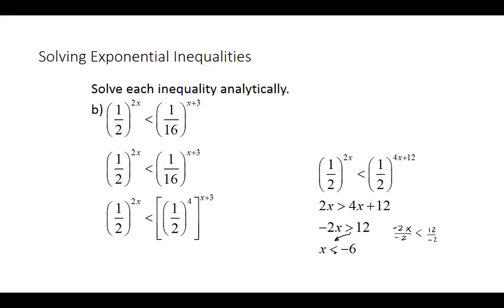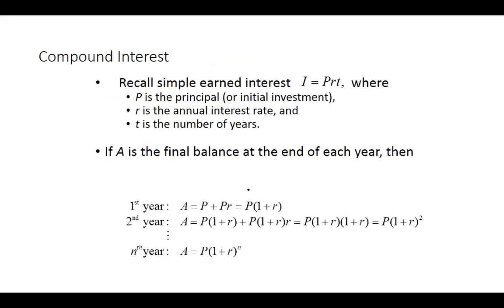So x would be less than minus 6. Compound interest also can be solved by these exponential functions that we are looking at. So if you recall, simple interest was I equal to the principal times rate times time, PRT.